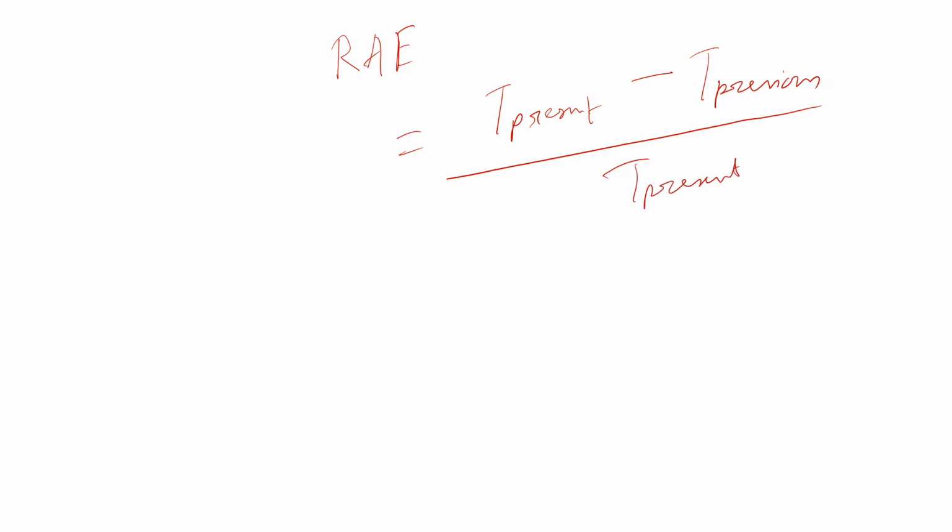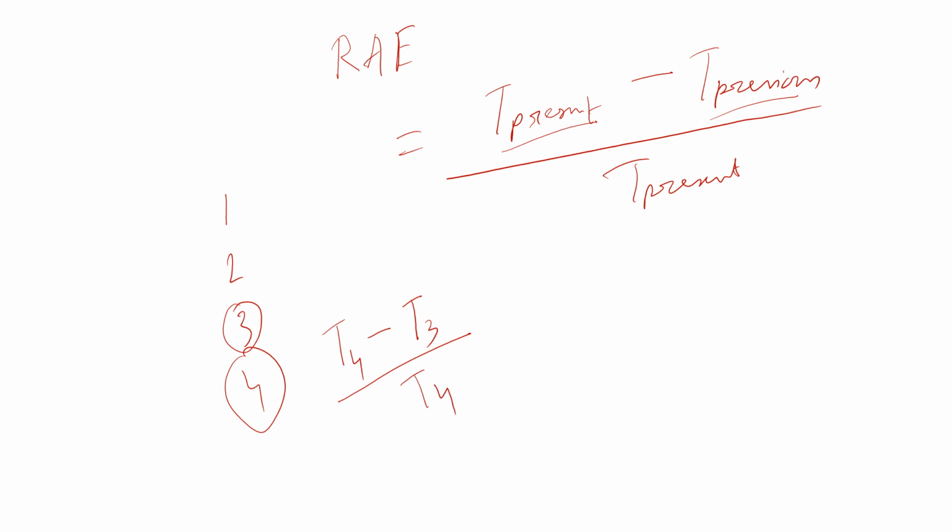This T present means the present iteration. After calculating the temperature of the present iteration, what is the T present? What was the T at previous? Divided by T present. That means if you are in the 4th iteration, then T present will be the temperature you have found out after iterating for the 4th time, minus temperature at the previous iteration, this one. Then you divide it by T4 again.